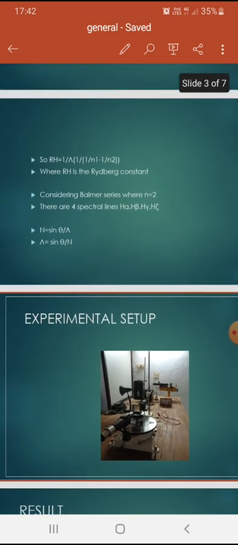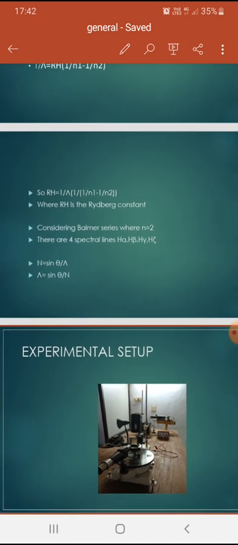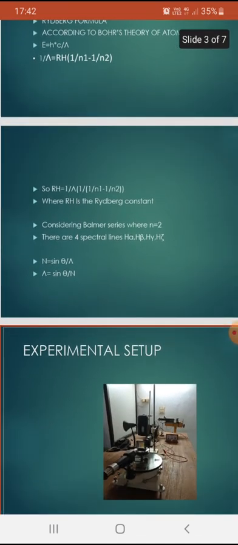So by using the Rydberg formula, R H is equal to 1 by lambda into 1 by n1 squared minus 1 by n2 squared. Here, n1 is equal to 2 and n2 is equal to 3 for H alpha, n2 is equal to 4 for H beta, n2 is equal to 5 for H gamma. By using this equation, R is equal to 1 by lambda divided by 1 by n1 squared minus 1 by n2 squared, we can find out the Rydberg constant.